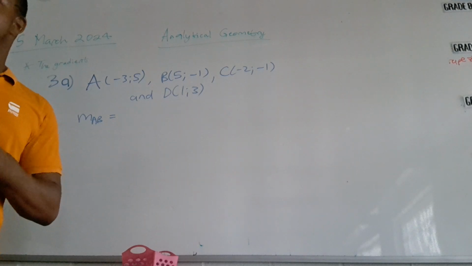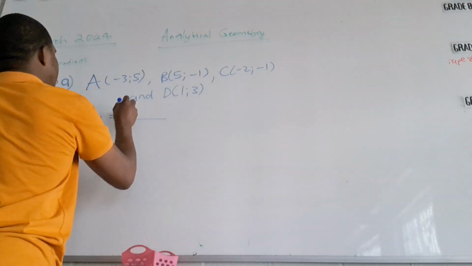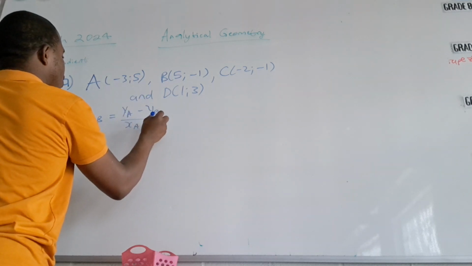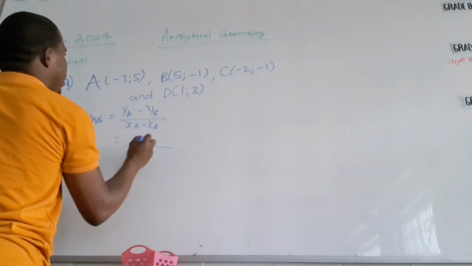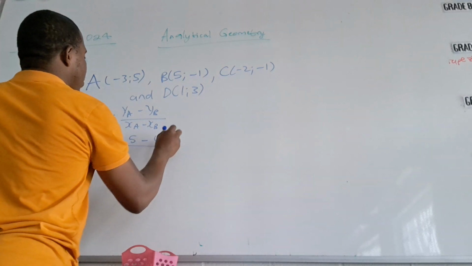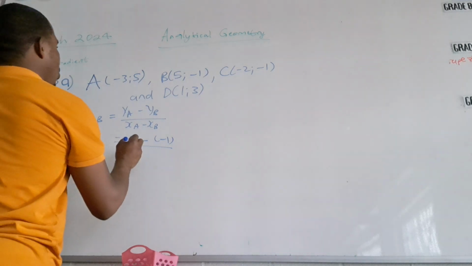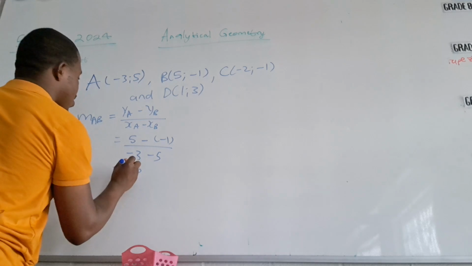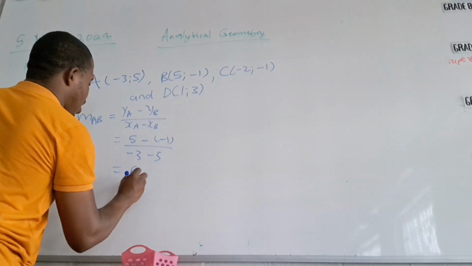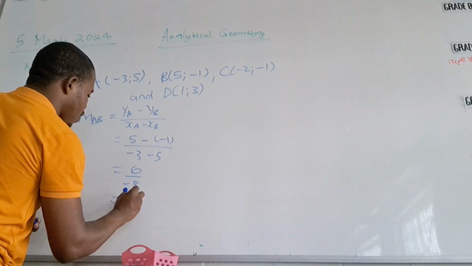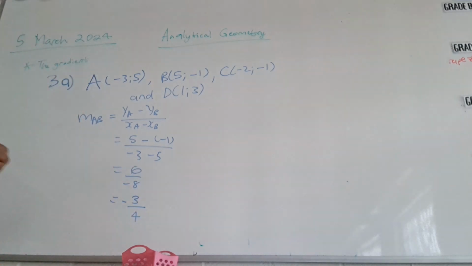CD, right? What is the gradient of AB? YA minus YB over XA minus XB. What is the y coordinate of A? 5, minus, what is the y coordinate of B? Minus 1. X coordinate of A, negative 3, minus 5. 5 plus 1 is going to be 6. Negative 3 minus 5, negative 8. So it becomes negative 3 over 4. That's the gradient you get.